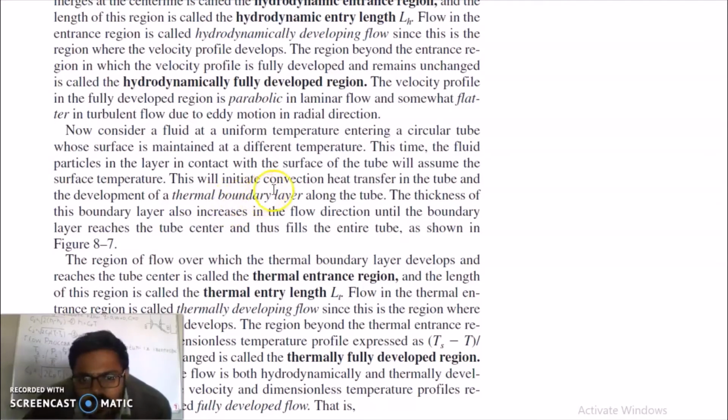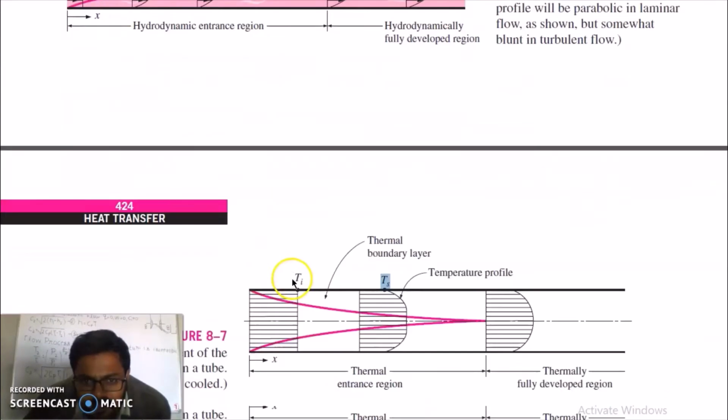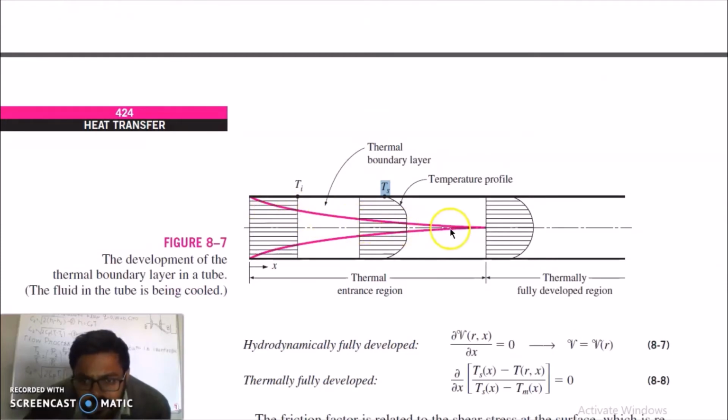will initiate, which is convective heat transfer in the tube, and which will lead to the development of a thermal boundary layer along the tube. So in the same way as in the previous case you had the velocity boundary layer, here you have a thermal boundary layer, and at this point it will meet. So this whole region for the development of the thermal boundary layer, up to this point where your thermal boundary layer thickness is maximum, is called the thermal entrance region, and beyond that where your temperature profile is the same, fully developed, that is called the thermally fully developed region.